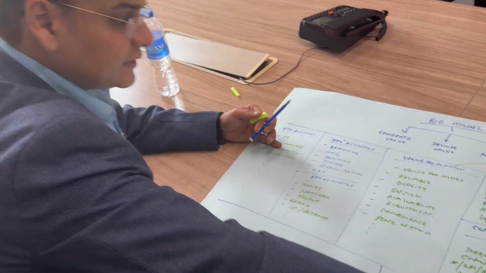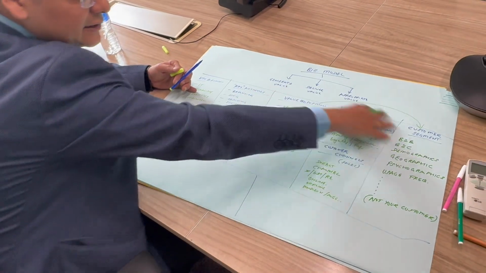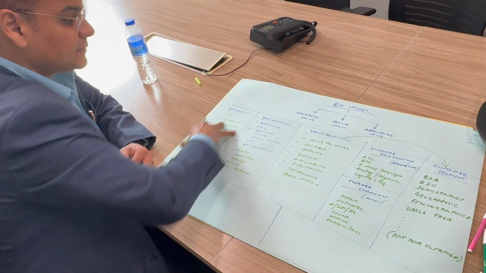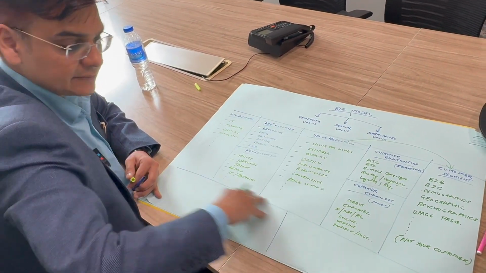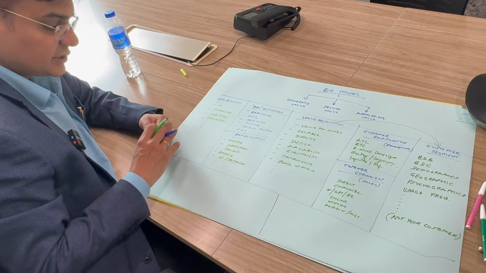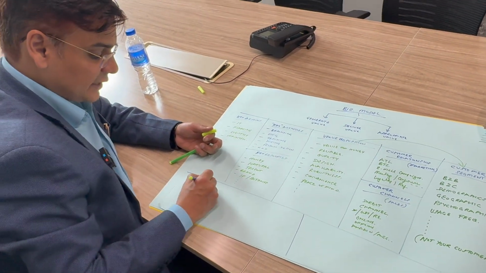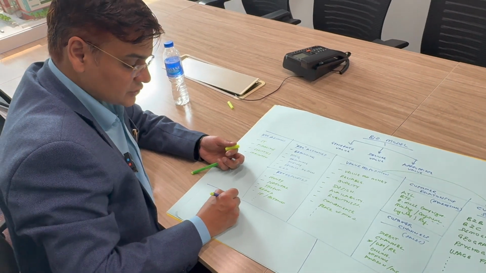At the bottom is your value appropriation. This part is called value delivery. This part is called value generating activities. At the bottom you have something called value appropriation. On the value appropriation side, the first thing could be cost structure.